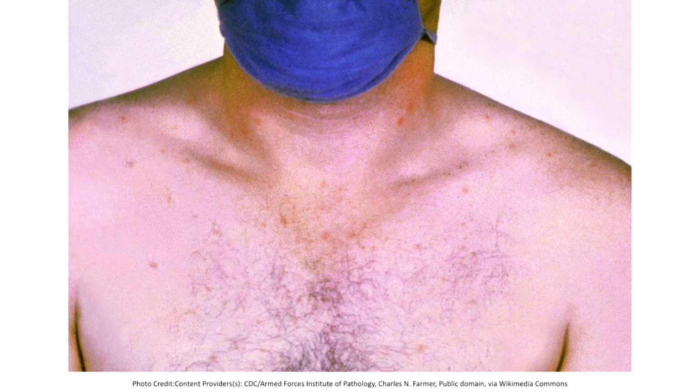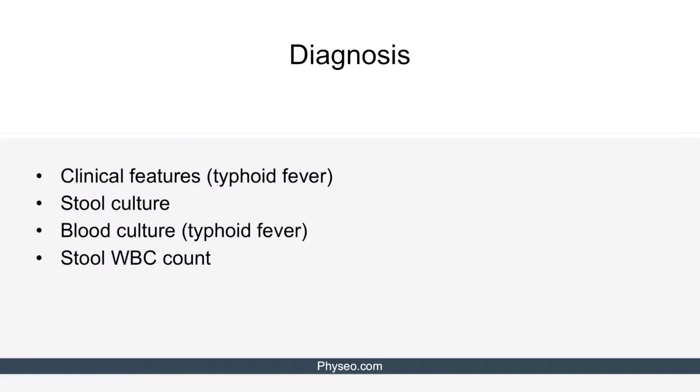Here we see the rose spots. You can see them there on the anterior chest wall, which is characteristic of typhoid fever. On to diagnosis now.